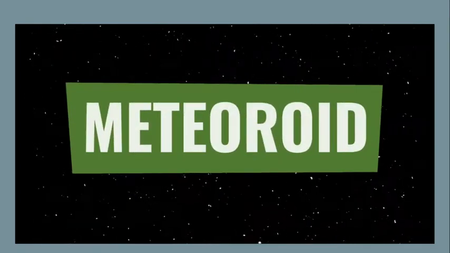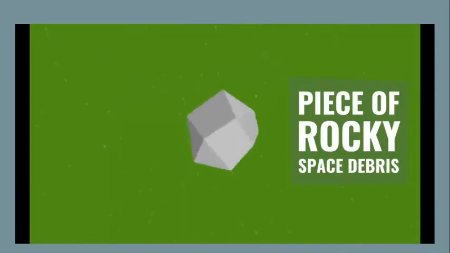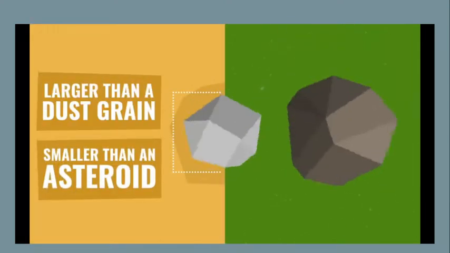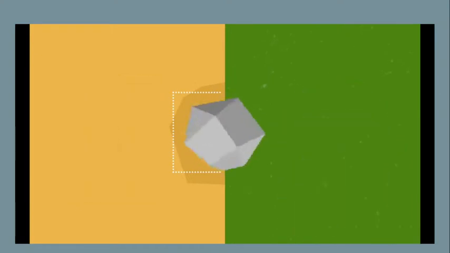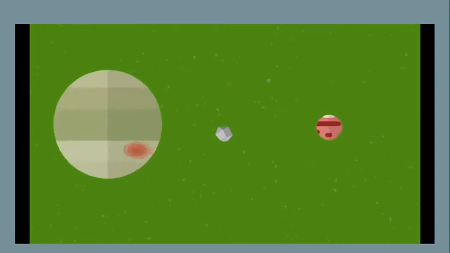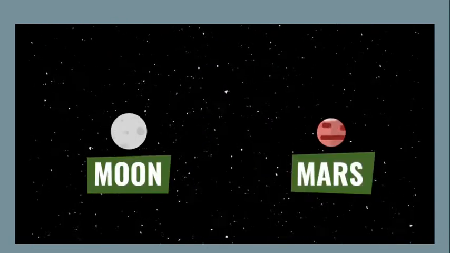Then we have meteoroids. Meteoroids are just pieces of rocky space debris floating around the solar system. Technically, meteoroids are larger than a grain of dust, but smaller than an asteroid. However, most meteoroids are usually only the size of a pebble. Most meteoroids also come from the asteroid belt, but some do come from our moon or even Mars.